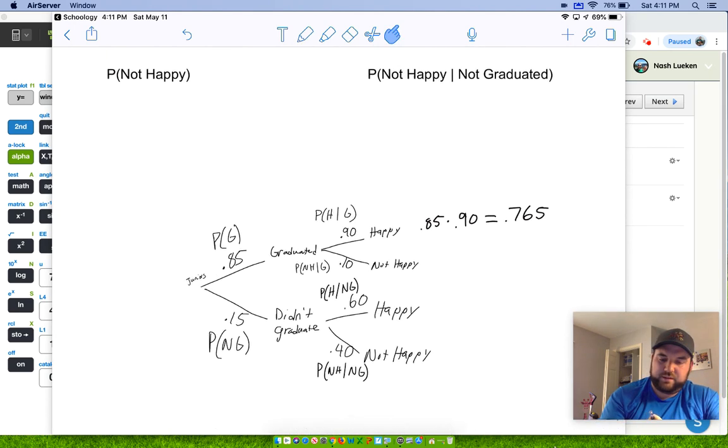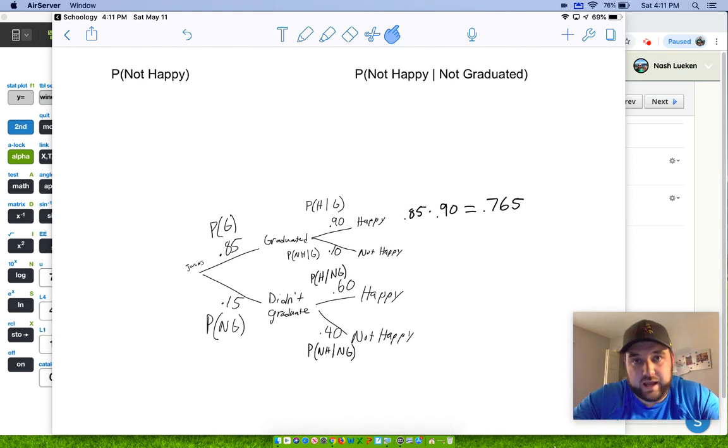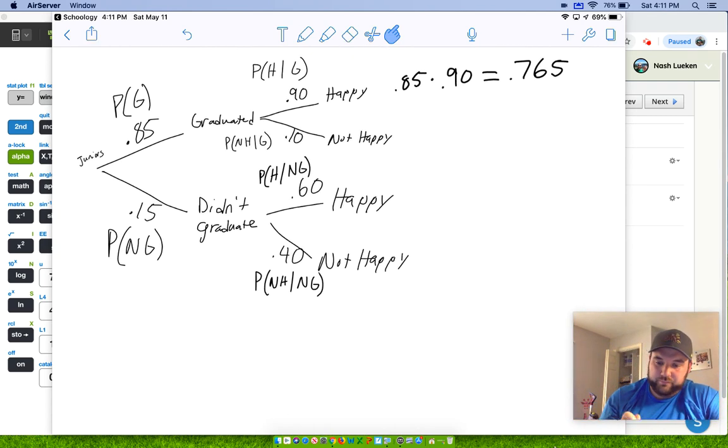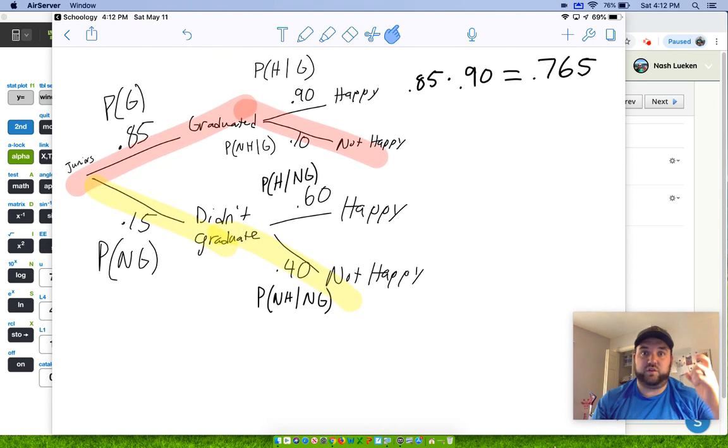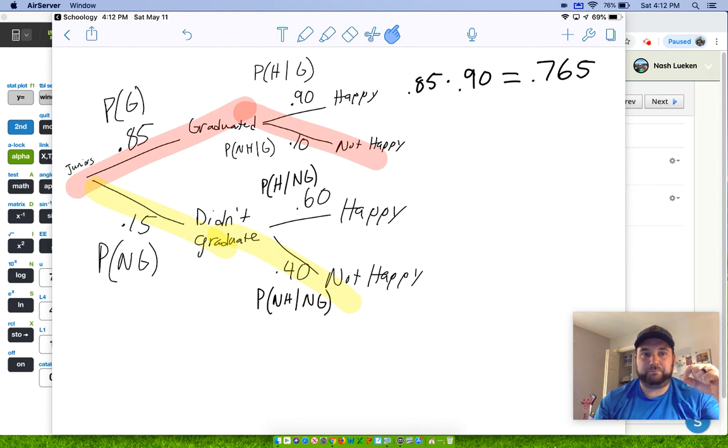What's the probability that someone chosen at random is not happy? Again, with these problems, it's kind of annoying. The less information you have, the more work you have to do. So what's the probability that someone is not happy with their job? Well, there's two branches here that constitute not happy people, right? There's the ones who graduated and aren't happy, and then there are the ones that did not graduate and are not happy. So what we have to do is find those two individual branches, and then we have to add them up.